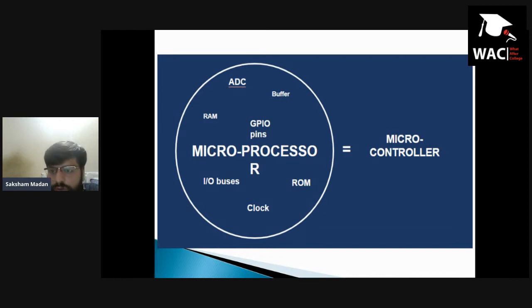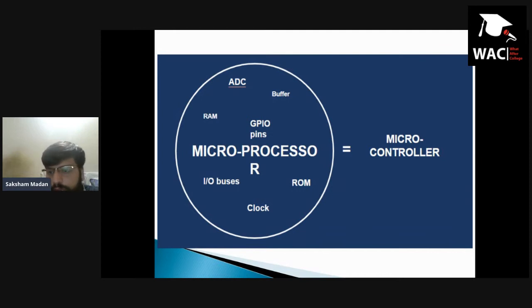So I have a question over here: ADC and buffer, please. ADC is analog to digital conversion. Any input that is entertained by the microprocessor should be digital, but sometimes we get input in the form of analog. What is analog and what is digital? Digital is 0 or 1. Analog is 0 to 255. So for that we need ADC, analog to digital conversion, so that whenever the signal goes to the microprocessor it is in digital form.